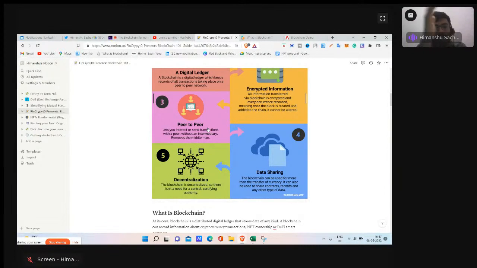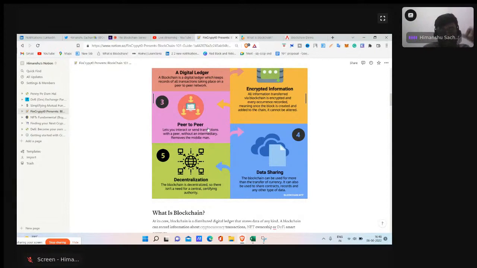Any application that uses the blockchain, we call a decentralized application. In simple language, we call them dApps, and the full form of dApps is decentralized application. So any application that uses blockchain as a technology is called a decentralized application.